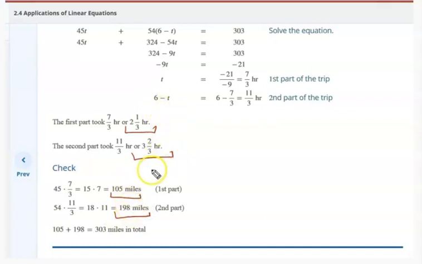Now, I do give partial credit on many of these kinds of questions, if you have the correct equation but made an error somewhere. All right, let's go on.